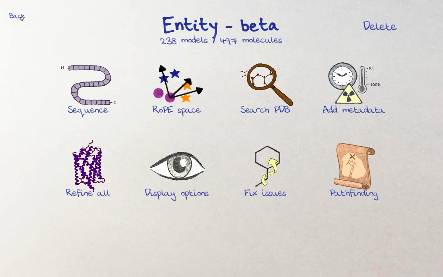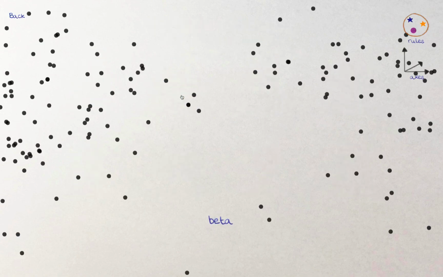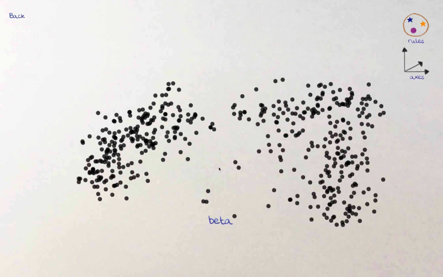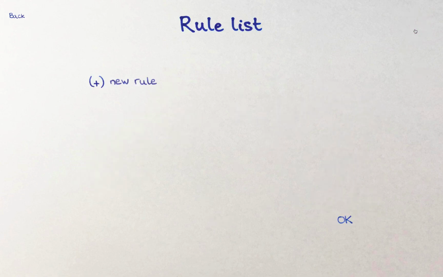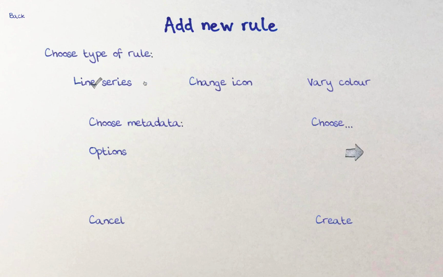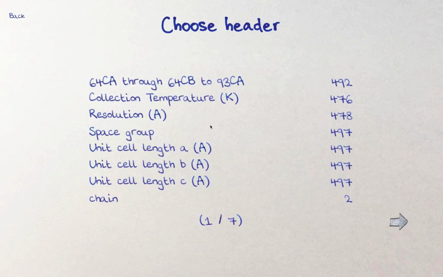So if we go back now to the RoPE space, we have the same plot as before, but now if we go to the rules option in the top right hand corner, we can add rules to color or change the icon of the individual proteins in the RoPE space. So if we click add new rule, then we can vary the color. One of my favorite things to start with is to vary the color by the resolution.